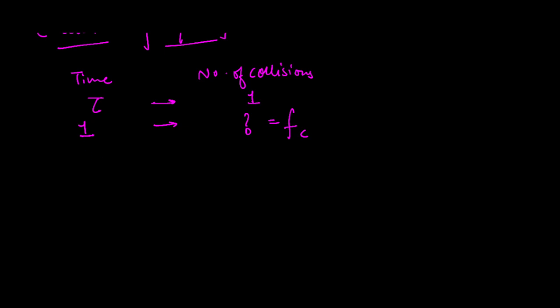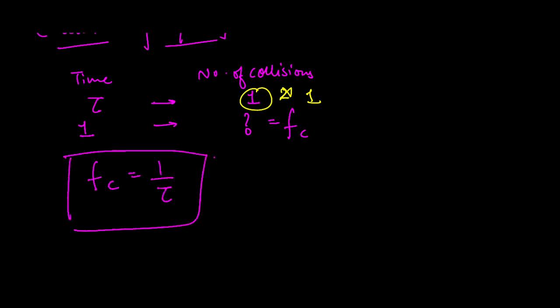I hope people are still not thinking that 2 should come here. 2 should not come here, only 1 comes here. Okay, how much time is there between 4 and 5? It's 1, not 2. Okay, so this is going to give you Fc equal to 1 by tau. Clear? This is clear. Fc equal to 1 by tau.